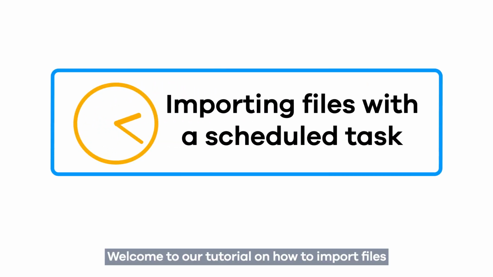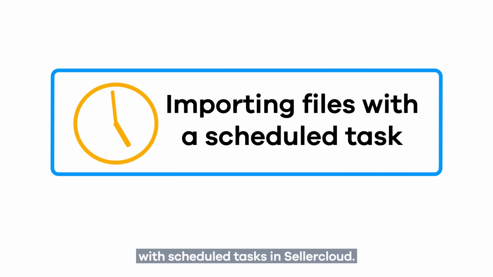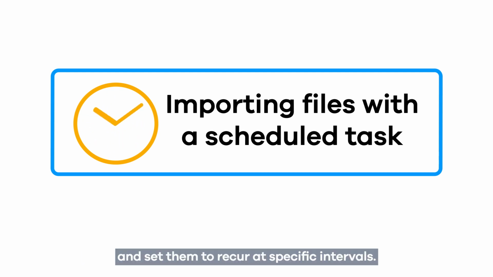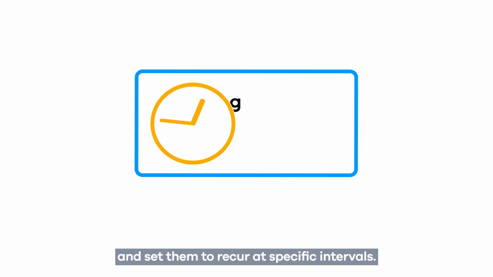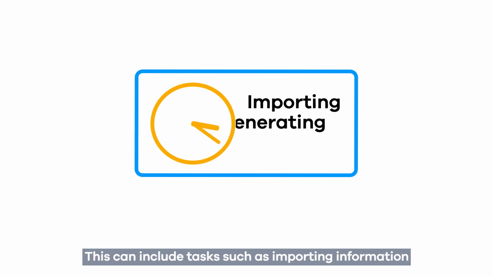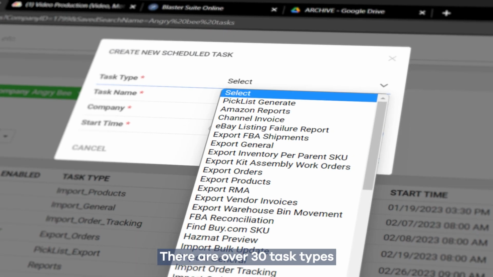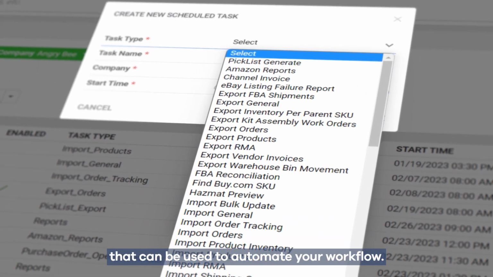Welcome to our tutorial on how to import files with scheduled tasks in Sellercloud. Scheduled tasks allow you to automate certain tasks and set them to recur at specific intervals. This can include tasks such as importing information, generating picklists, and exporting information. There are over 30 task types that can be used to automate your workflow.